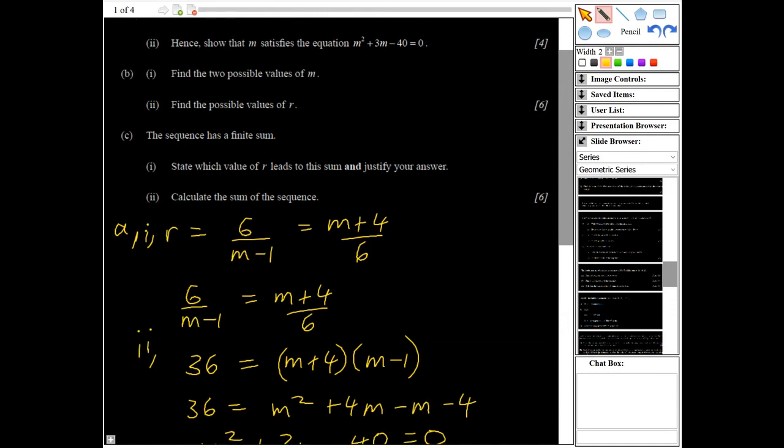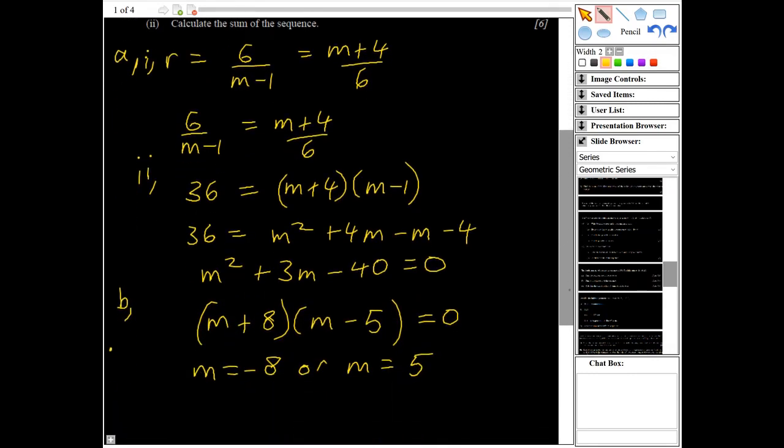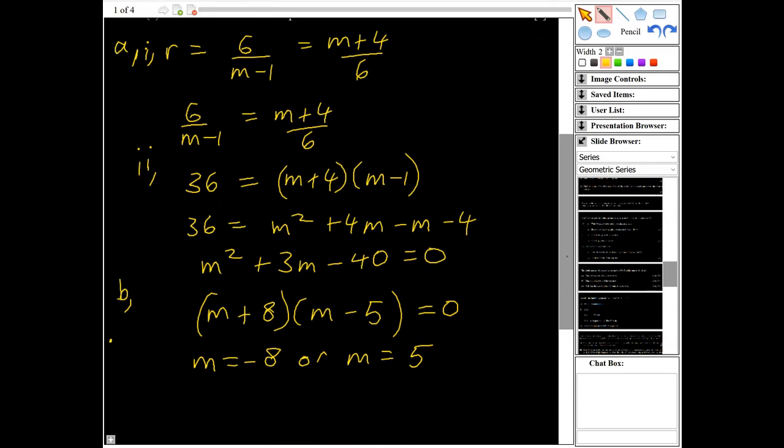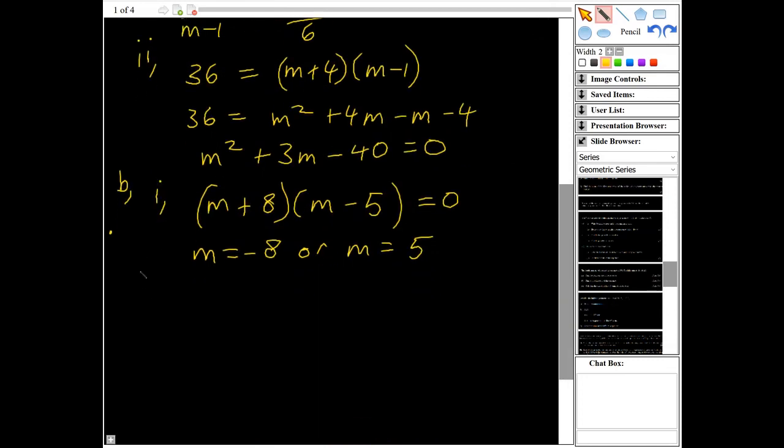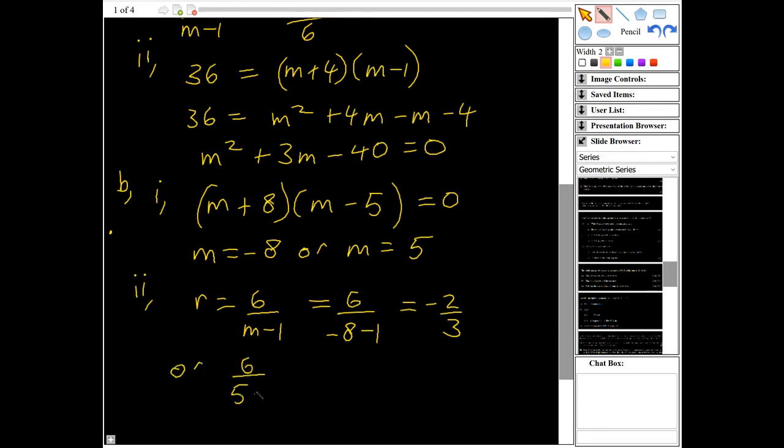Okay, and then I need to find the possible values of r. So r was equal to 6 over m minus 1. So that's going to equal, for the first one, 6 over minus 8 minus 1, which is going to give me negative 2/3. Or for the other one, it's going to be 6 over 5 minus 1, which is going to give me 6 over 4, which I'll write as 3 over 2. So those are my two possible values of r, this one or this one.